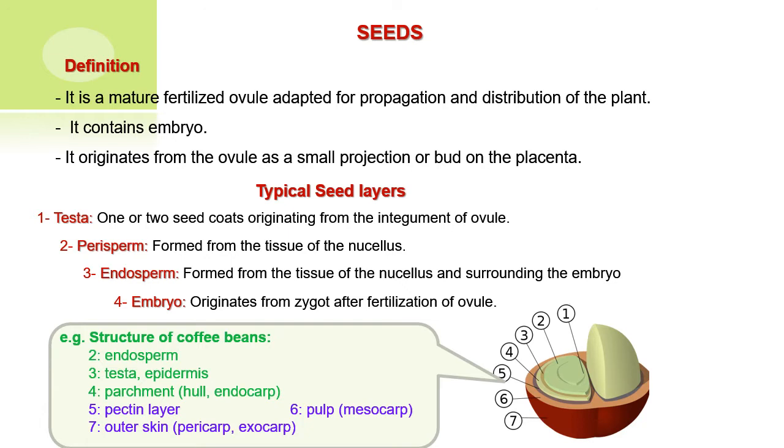Seed is defined as a mature fertilized ovule adapted for propagation and distribution of the plant. So seeds originate from ovules after fertilization of the ovules and ripening of the zygote or fertilized ovule into fruit containing seed inside it. Seed contains the embryo, which is responsible for production of a new plant. So seeds function in distribution and propagation, or multiplication and reproduction, of plants.